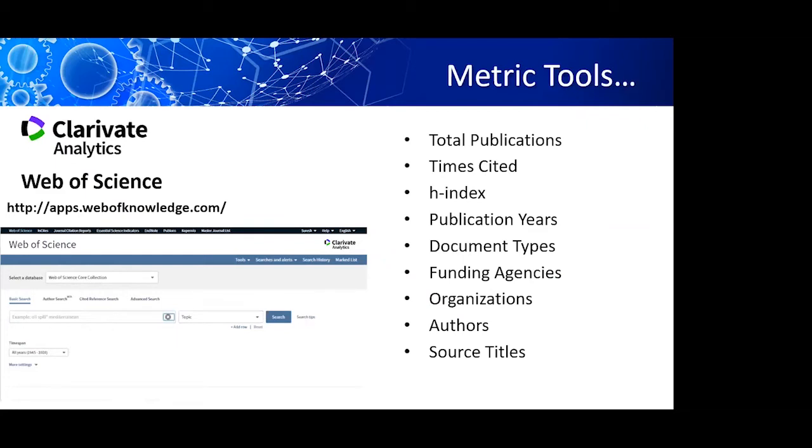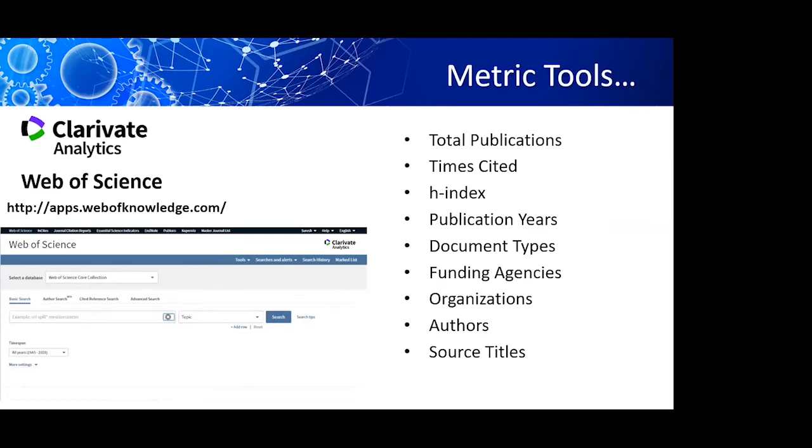The first tool I'm going to discuss here is the very well-known Web of Science database from Clarivate Analytics. This is a subscribed database. Using this database, you can find the metrics for the total number of publications for an author, the times cited, the citations for the articles, and the H-index for the author and for the articles.